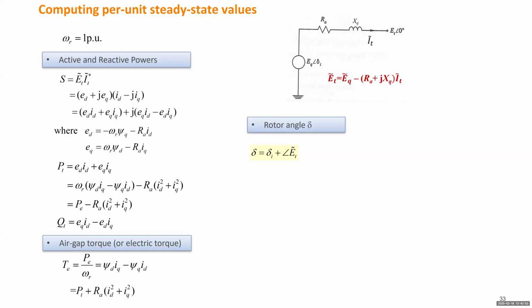The rotor angle is defined to be the position of the rotor relative to a common reference. So if you define the external system to be the common reference, your delta needs to be equal to the terminal angle plus that delta I. But definitely, if you define this internal source itself as reference, the rotor angle will be delta I. Right?